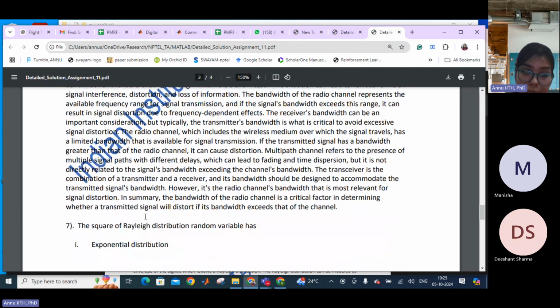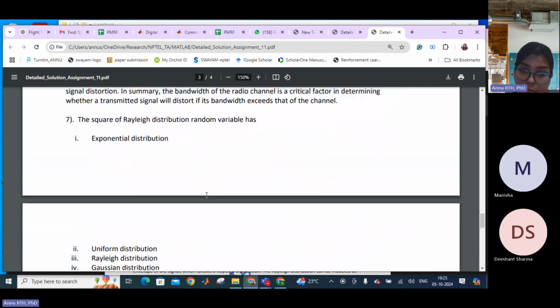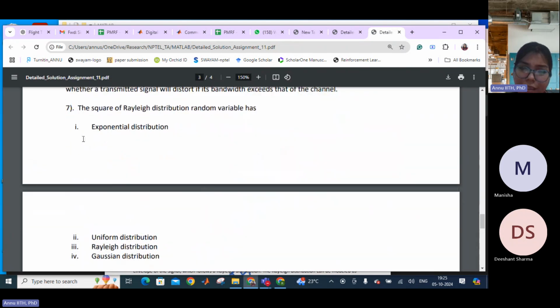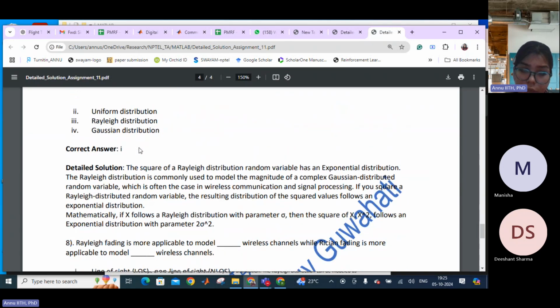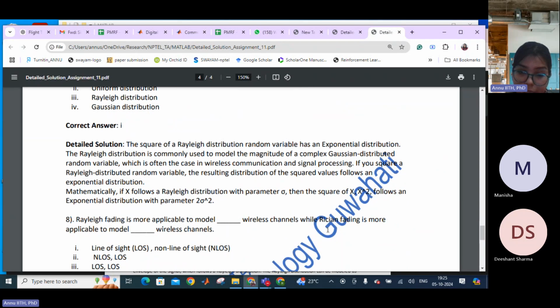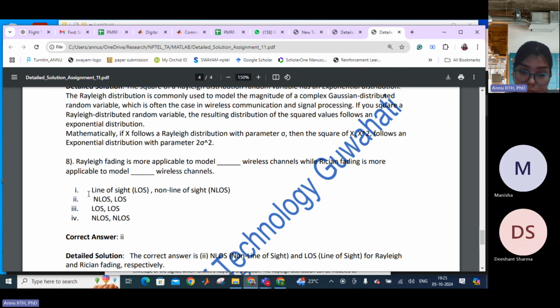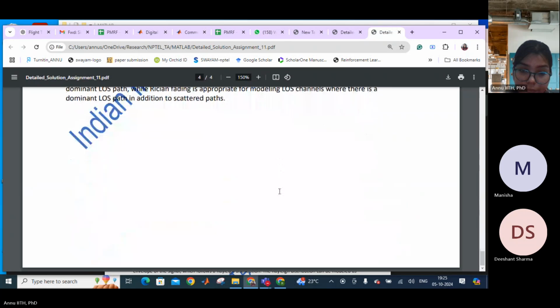The square of a Rayleigh distributed random variable has an exponential distribution. Yes, exponential distribution. You can see the actual formula. It's not a problem. Rayleigh fading is more applicable to model where non-line of sight exists. Okay, line of sight is the Rician case. Rayleigh fading is not applicable to line of sight, so the answer should be the second. Rayleigh fading is typically used for non-line of sight.